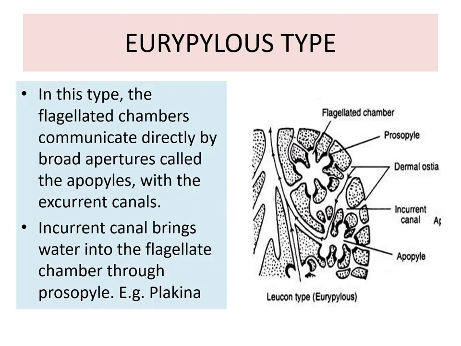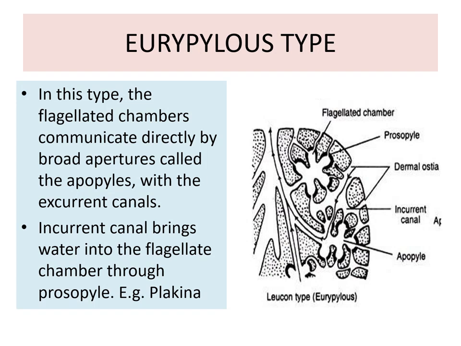Now first is the Eurypylous type. In this type, the flagellated chamber directly communicates by broad apertures called the apopyle with the excurrent canal. See here in this diagram, the dermal ostia is there. From the dermal ostia, the water enters into the incurrent canal. From the incurrent canal, the water enters through the prosopyle into the flagellated chambers. And from the flagellated chambers, the water goes through the apopyle to the excurrent canal.